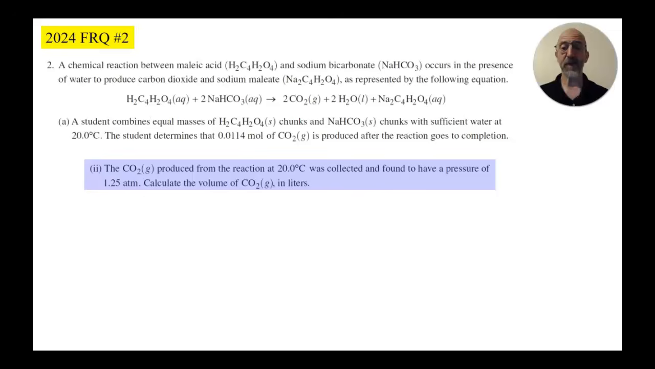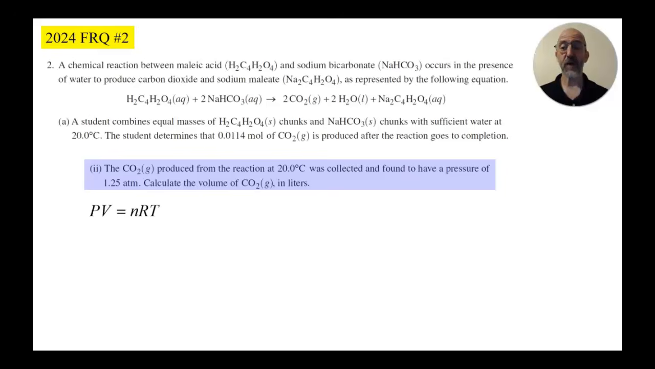This one has to do with the ideal gas law. And the reason why we know this has to do with the ideal gas law is because if you are given 3 of the 4 variables in the ideal gas law, you can solve for the one that you don't know. And those variables are P for pressure, V for volume, N for number of moles, and T for temperature.